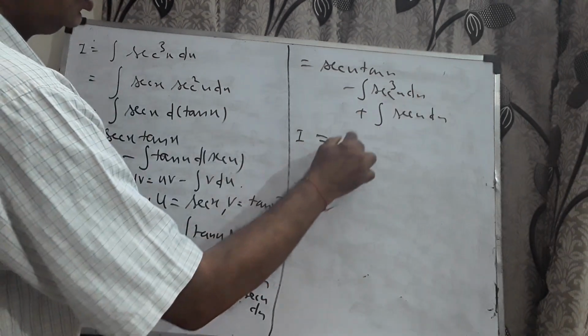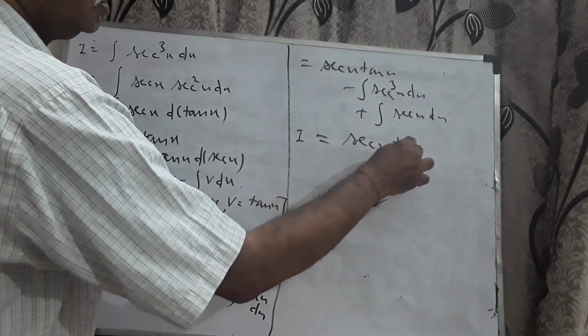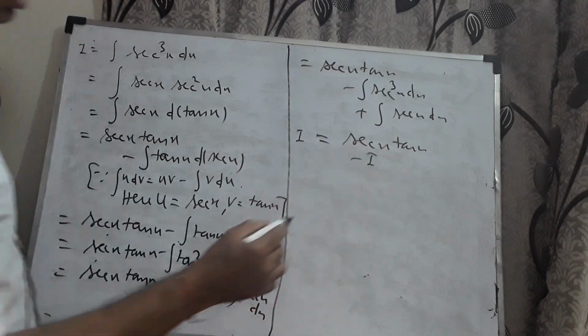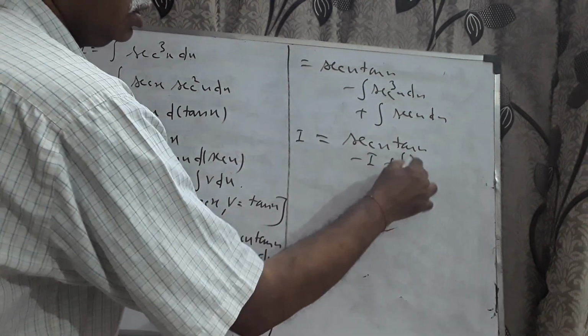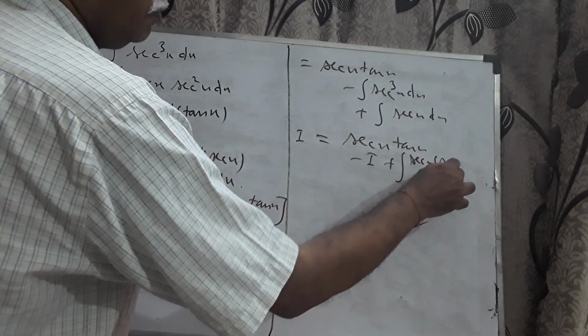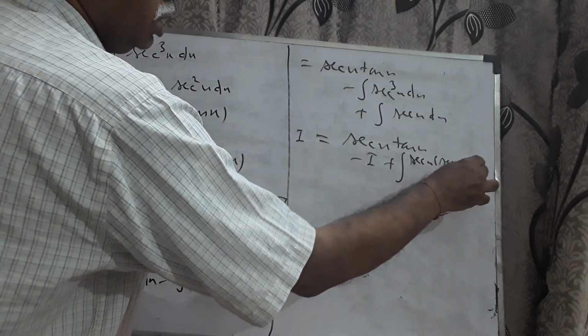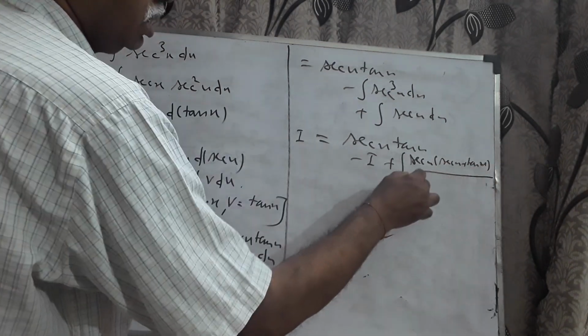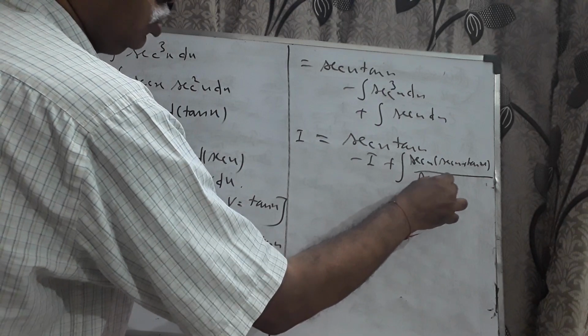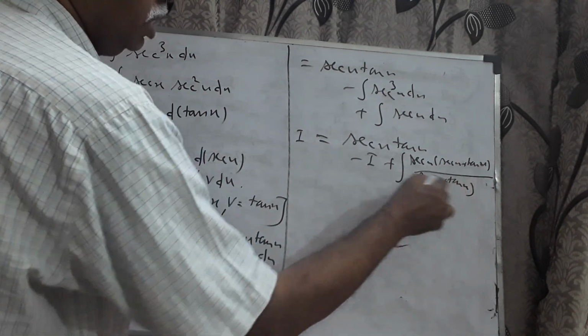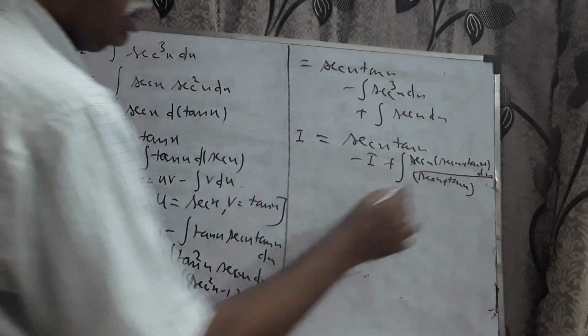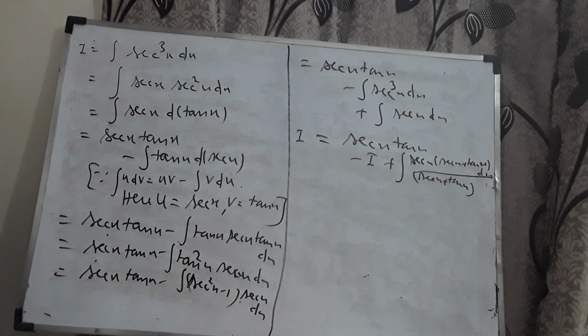Therefore, I is equal to secant x tan x minus I, this I is again repeated here, plus integral secant x dx. Don't write it as a formula directly. In most of the guides, they give it as a formula directly. It's not a formula to be applied directly. Just multiply and divide by secant x plus tan x within the integral. I should not take any variable out of the integral.